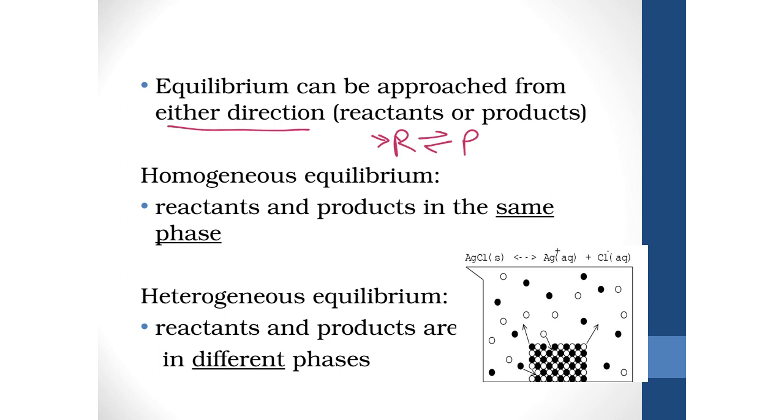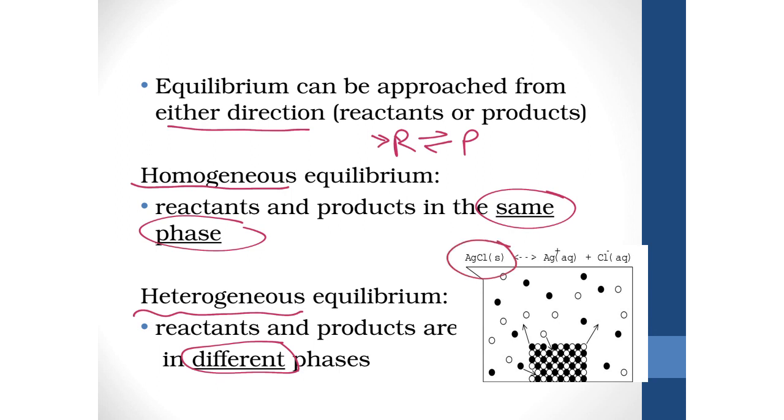Two types of equilibrium that we have: homogeneous equilibrium. All that means is that they are in the same phase, okay, reactants and products. Heterogeneous equilibrium, it means that they're in different phases. So here's an example of a precipitate, silver chloride. It does not dissolve well in water at all, but a small amount of it does go into its ionic form, and it does dissolve into water. And because those states are different, we would call that heterogeneous equilibrium.